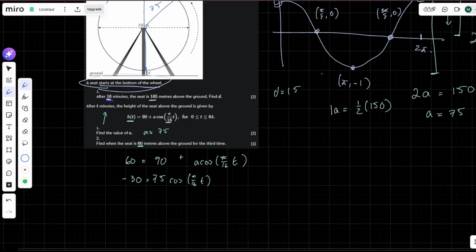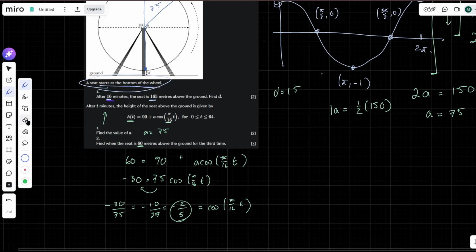To simplify this, I'm going to move this over and divide it. So we get negative 30 over 75. This will simplify because they can both divide by 15, but the simplest for me is to take 3 out, because then it's 10 over 25. We take 5 out, negative 2/5. So that is going to be equal to cosine of pi over 16t.